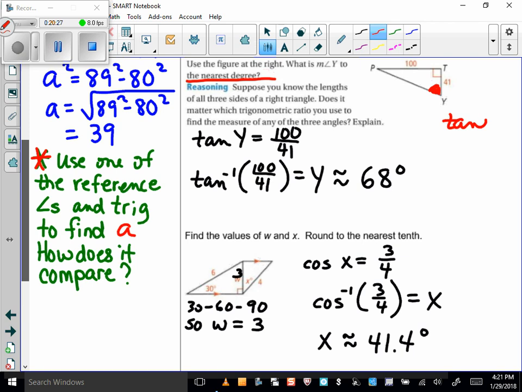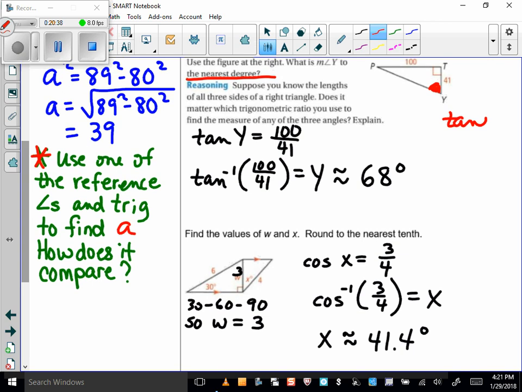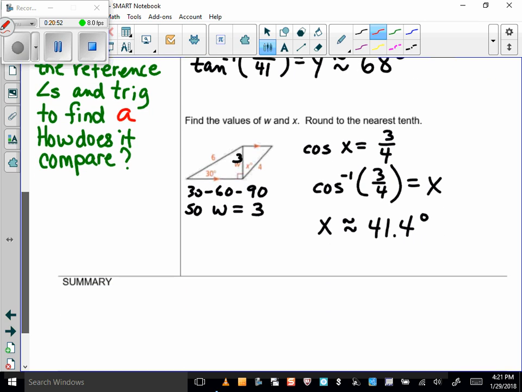And then it says, does it matter which trig ratio you use? If we knew the lengths of all three sides, of course it doesn't matter. If I knew the length of the hypotenuse and those other two sides, I could have used sine, cosine, or tangent. Doesn't matter. If you don't believe it, find out how long PY is, use one of the other ratios, and see if you don't get the same thing. You will.